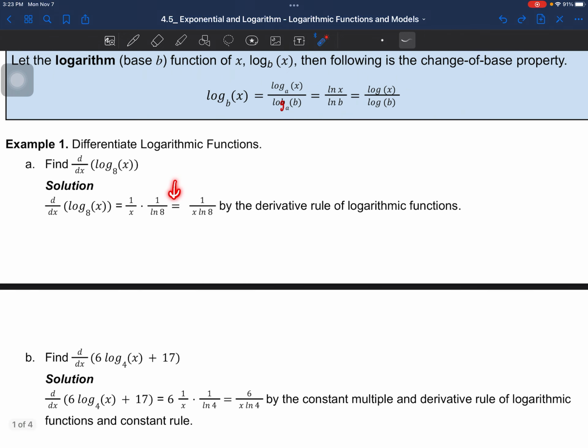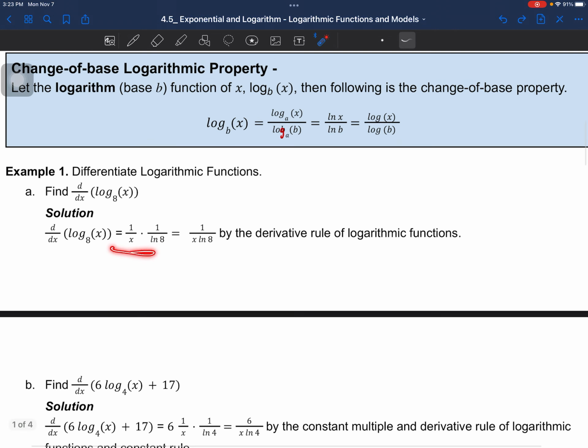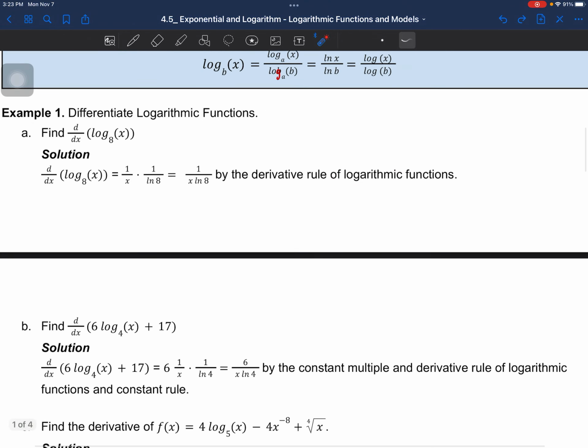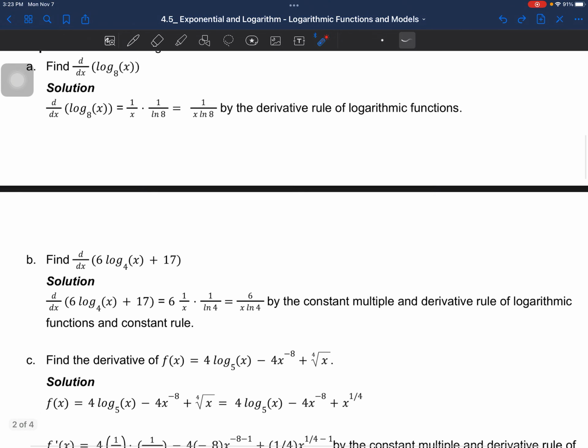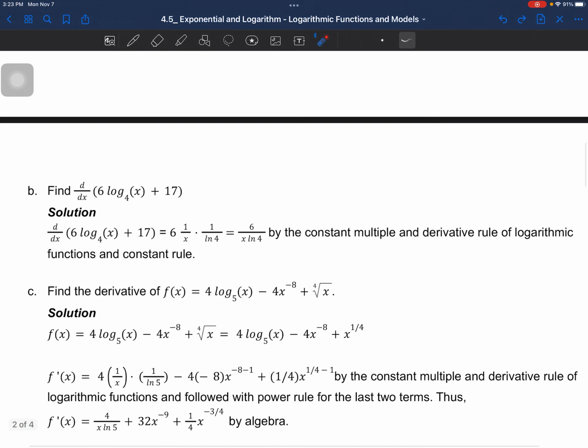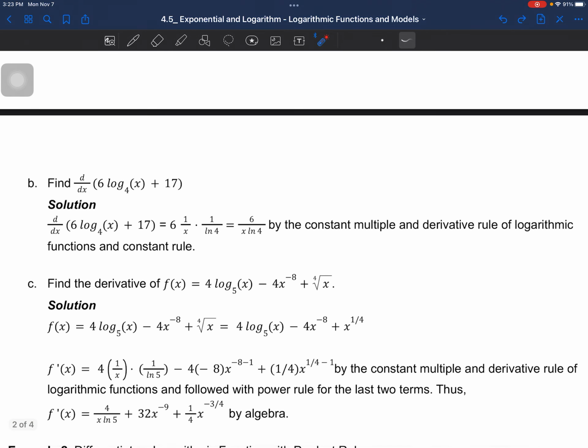But we can also multiply these two together, numerator with numerator gives us the 1, and then denominator with denominator, and we get x times the natural log of 8. And that's pretty much it. From here to here is just algebra, but of course we ended up using the derivative rule for the logarithm functions.